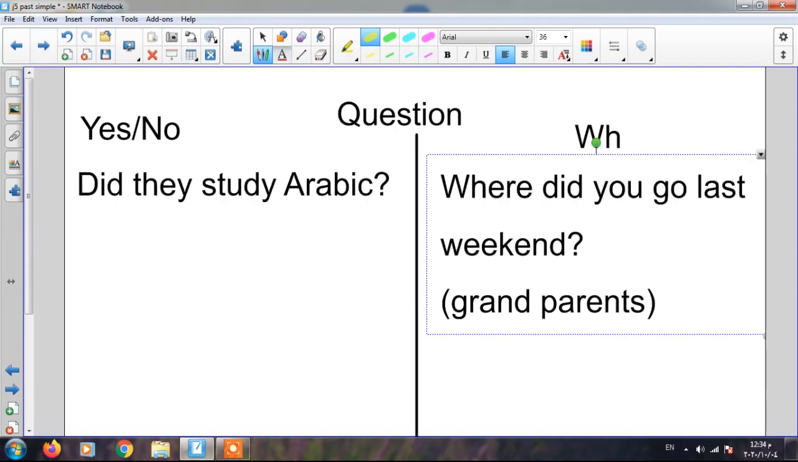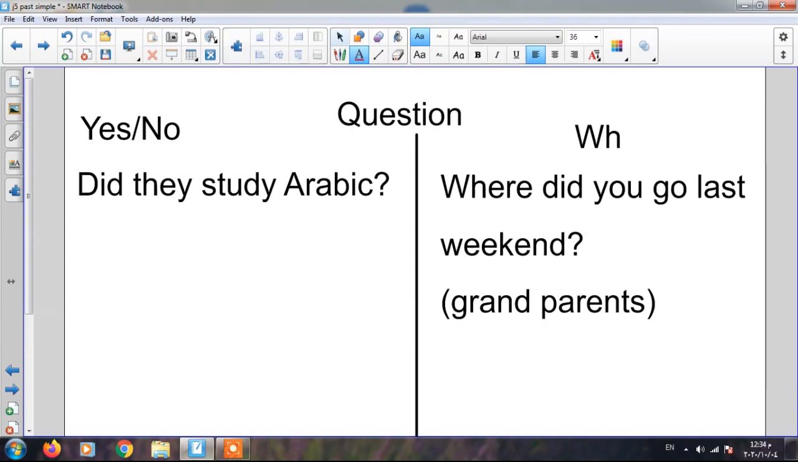Now in the question we know that we have two kinds of questions, which are yes and no questions and WH questions. We call it yes and no because we answer with yes or no, and we call it WH because it starts with a WH word. Now in a yes and no question, I have to start with the helping verb, which in past simple is did. That's right. So, did they study Arabic? Let's try to answer it once with yes and once with no.